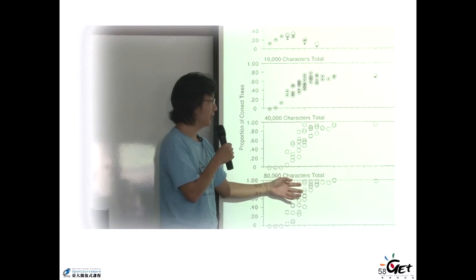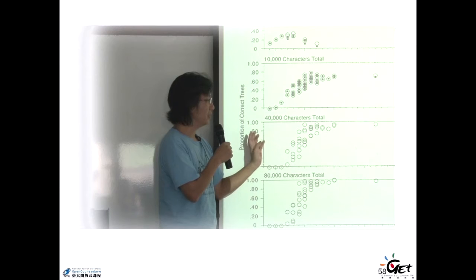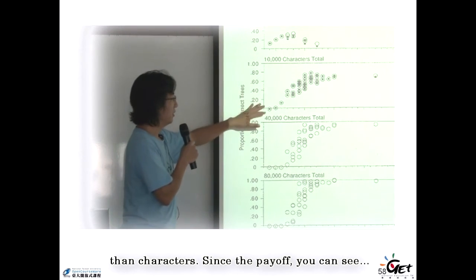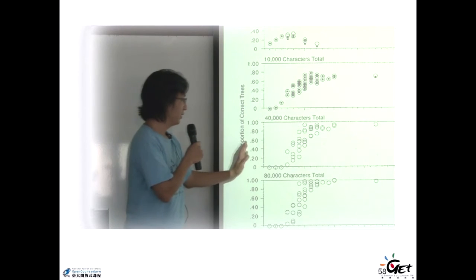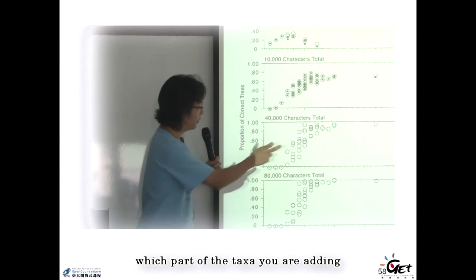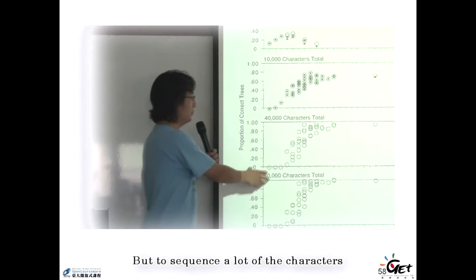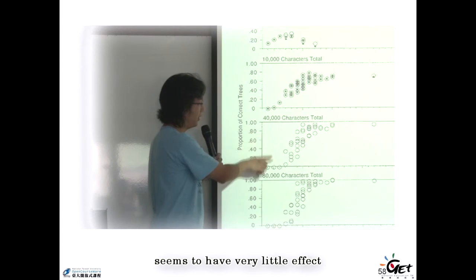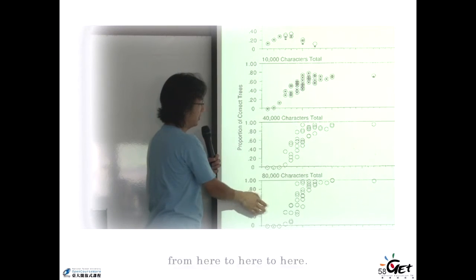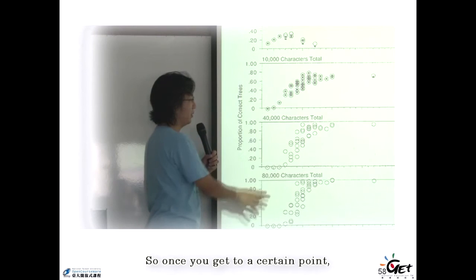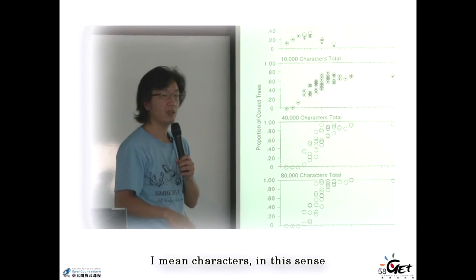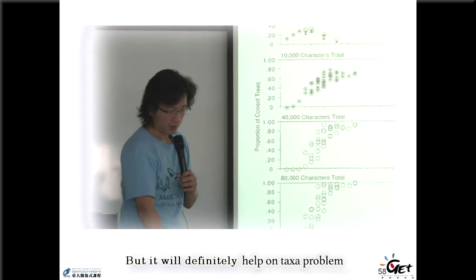For getting the right tree, in this sense, it's very nice to add taxa rather than characters, since the payoff you can see, well, of course, it depends on which part of the taxa you are adding. But sequencing a lot more characters seems to have little effect from here to here to here. So once you get to a certain point, it's not necessary to add more sequences, the characters in this sense. But it will definitely help on the taxa problem.